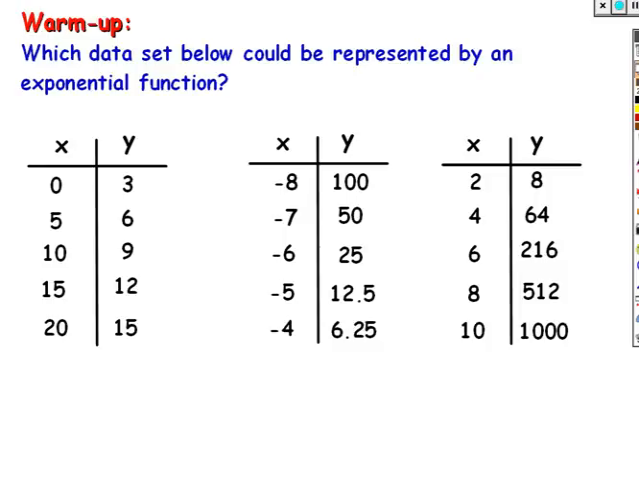Now, the first table is actually a linear function. The reason you would know that is, notice x is increasing by 5 every time, so x is increasing by a constant amount, and then y is actually increasing by a constant amount. So for every 5 units x changes, y is changing by 3. So this is a linear function.